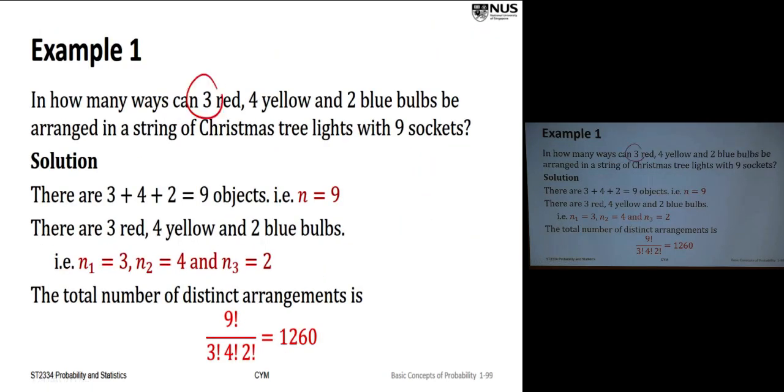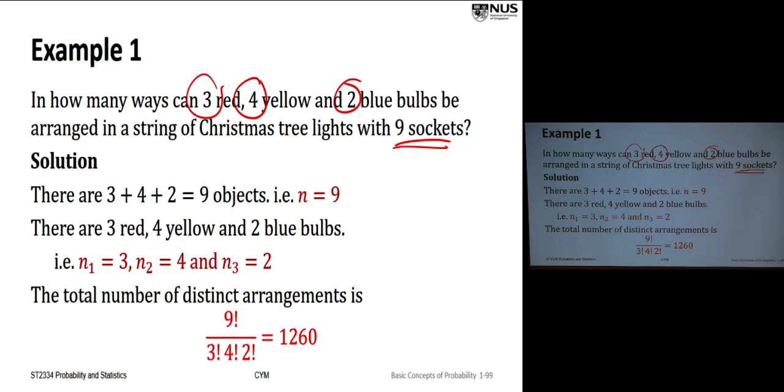There are 3, 4, and 2 light bulbs, and they fit into the 9 sockets. So how many arrangements are there? Now these light bulbs are different colors. So we start by assuming that you can label these light bulbs 1 to 9. So 9 light bulbs, arrange them. There are 9 factorial ways to arrange them.